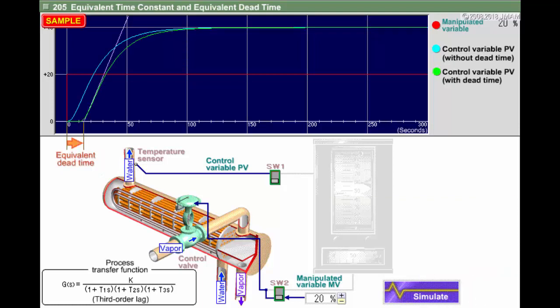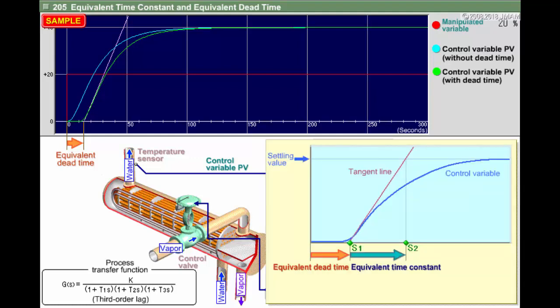The equivalent dead time increased by the amount that the pure dead time increased. The equivalent dead time represents the sum of the pure dead time and the apparent dead time arising due to higher-order lag.